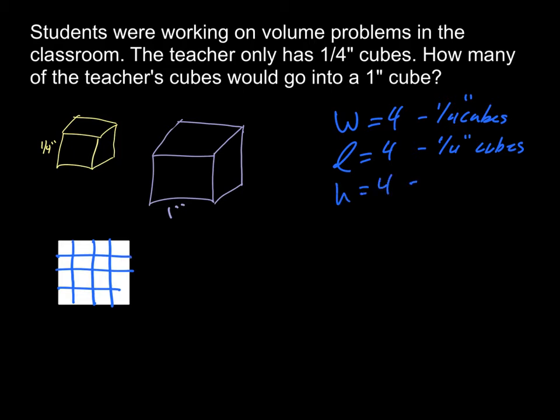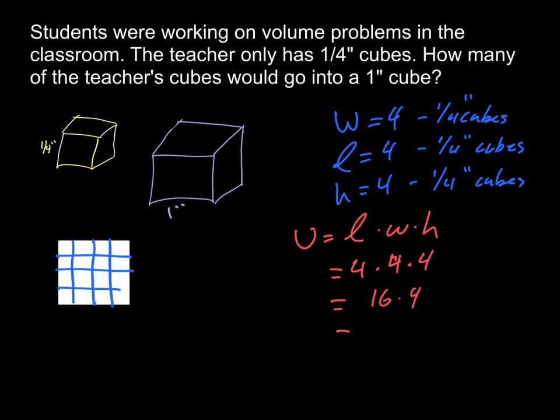So if we have the width, the length, and the height, and all those you need 4 quarter-inch cubes, we can then use our volume formula to figure out how many there are. So we have our length, we have our width, and we have our height, and then we can just plug the numbers in. So we have 4 cubes for the length, 4 cubes for the width, and 4 cubes for the height. And then as we solve it, we are able to go from there. And we'll see that we have 64 of those cubes.